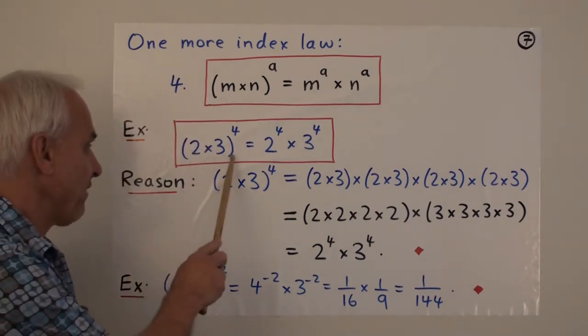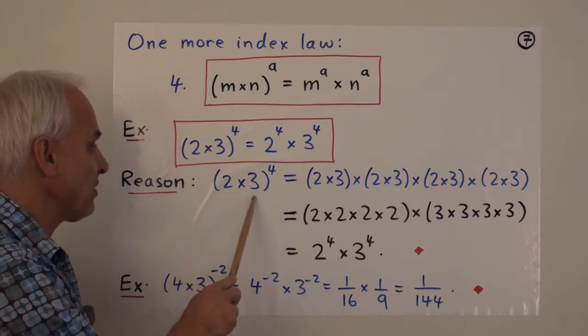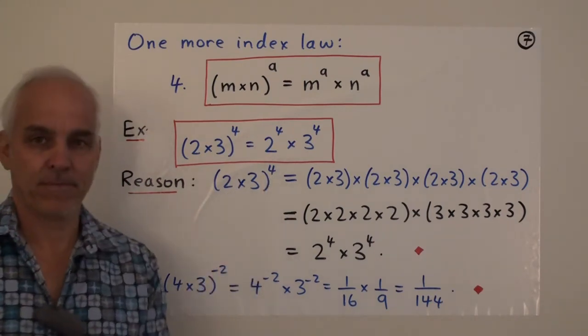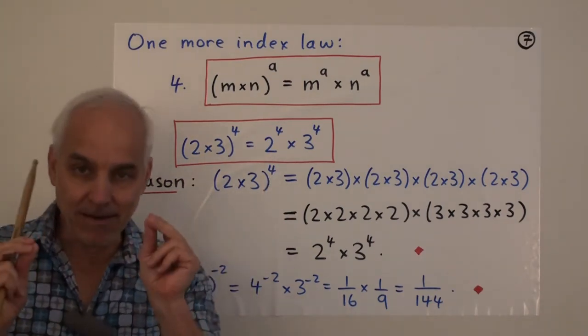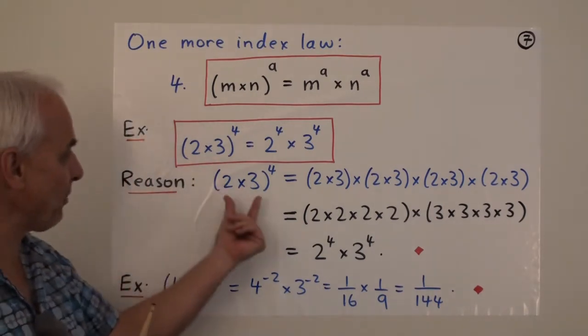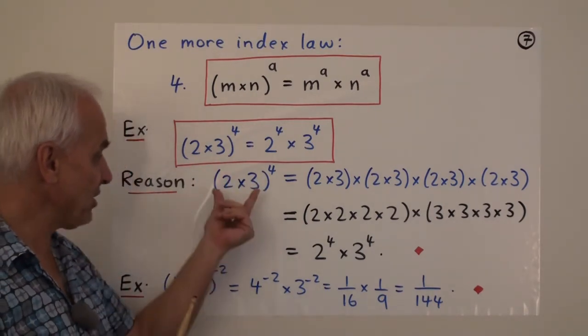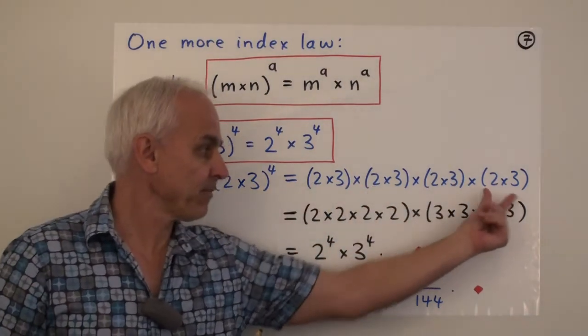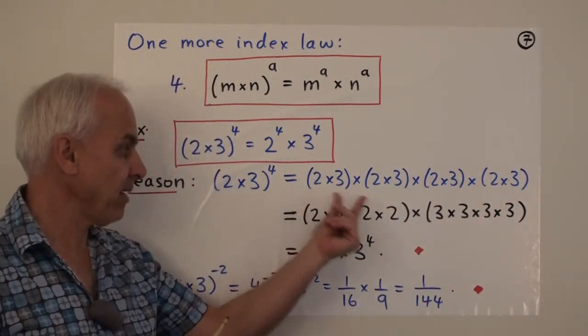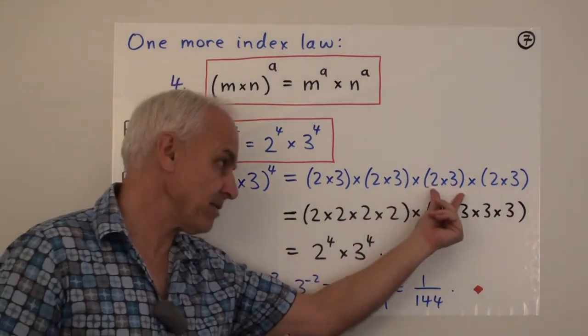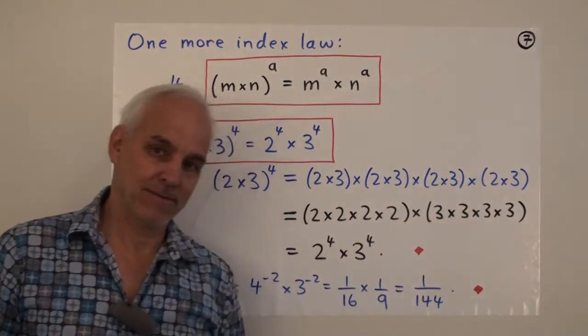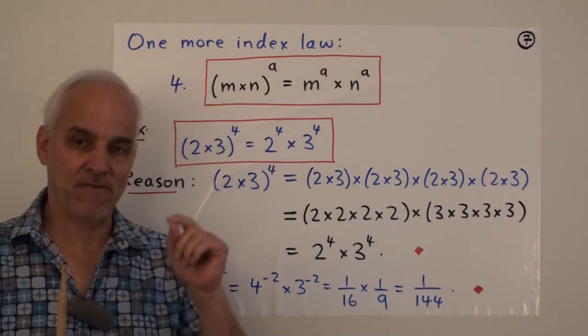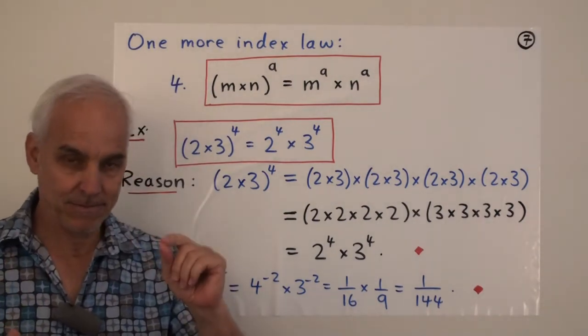Let's have a look at the left-hand side. 2 times 3 to the 4th. What does that mean? What does it mean to take something to the 4th power? It means you take that something and you multiply it by itself 4 times. In this case, 2 times 3 times 2 times 3 times 2 times 3 times 2 times 3. That's what 2 times 3 to the 4th means.